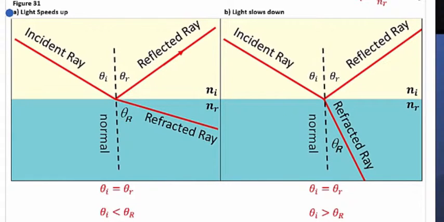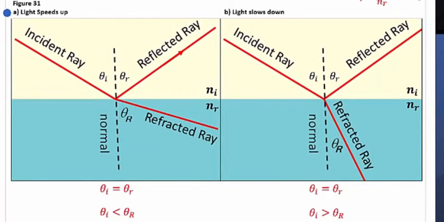Looking at figure 31A, if light speeds up upon entering a new medium, meaning the index of refraction for the medium of the refracted ray is less than the index of refraction for the medium of the incident ray, then as you see here, the angle of refraction will be greater than the angle of incidence. And in this scenario, the light bends away from the normal.